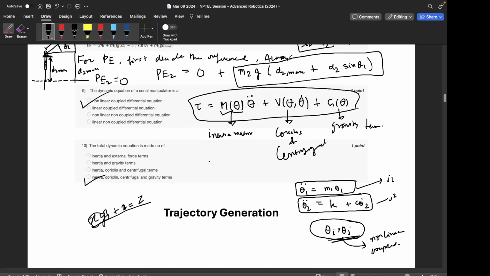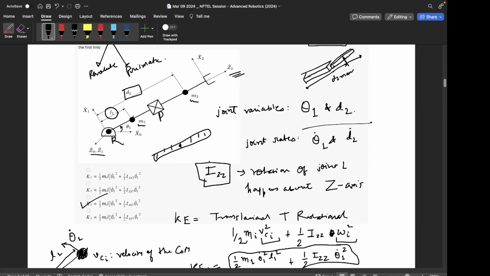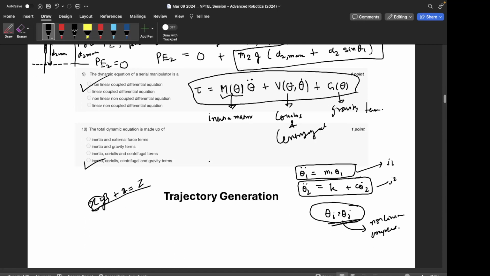Sir, we call this the serial manipulator, I'm sorry, not RP manipulator. We call it a serial manipulator because the links are connected one after another, right?